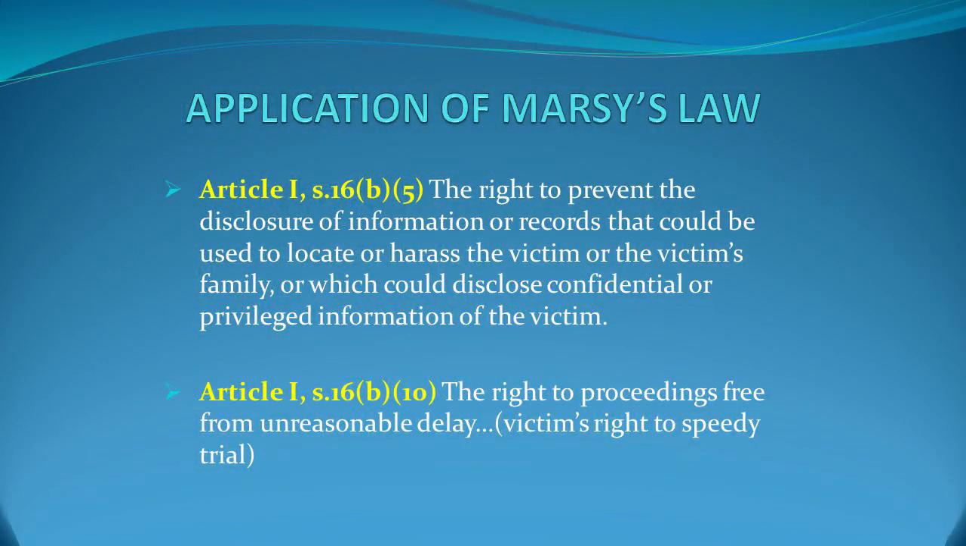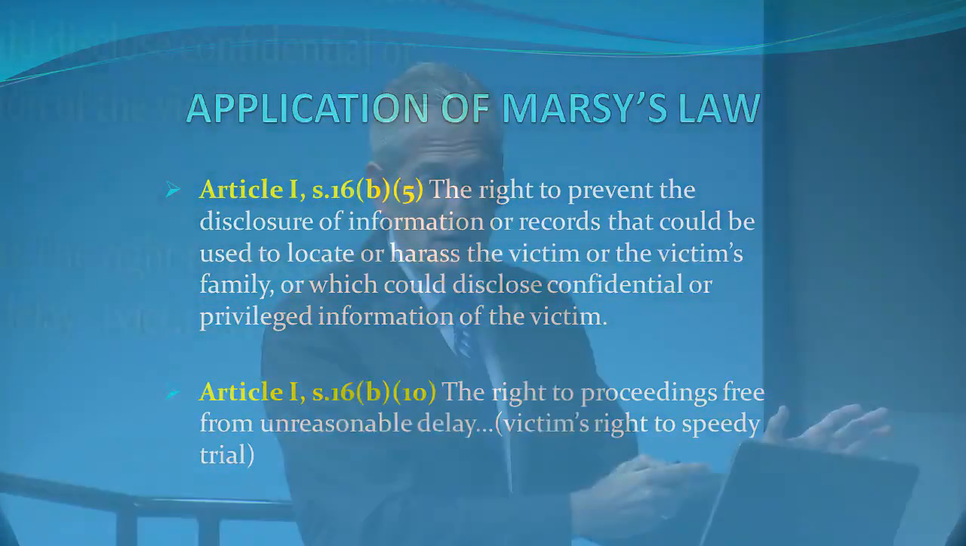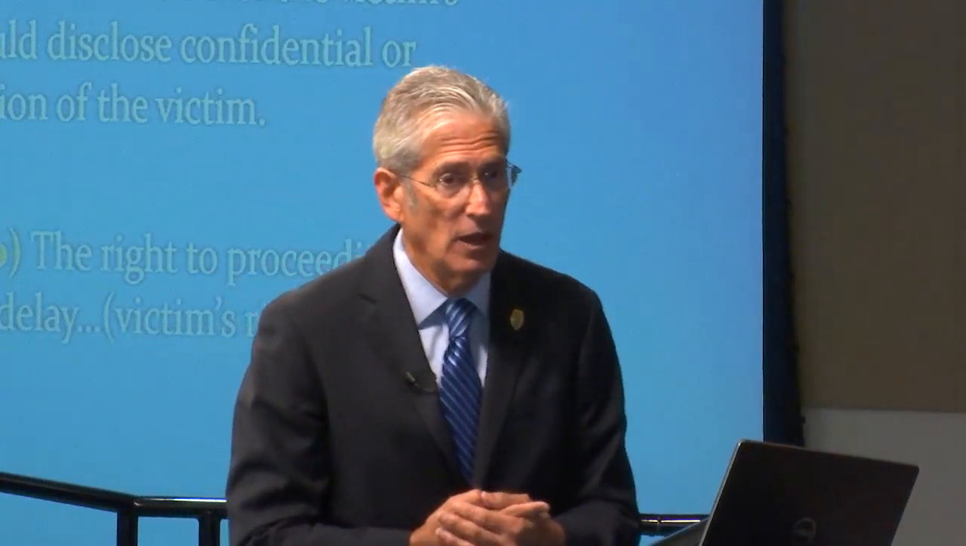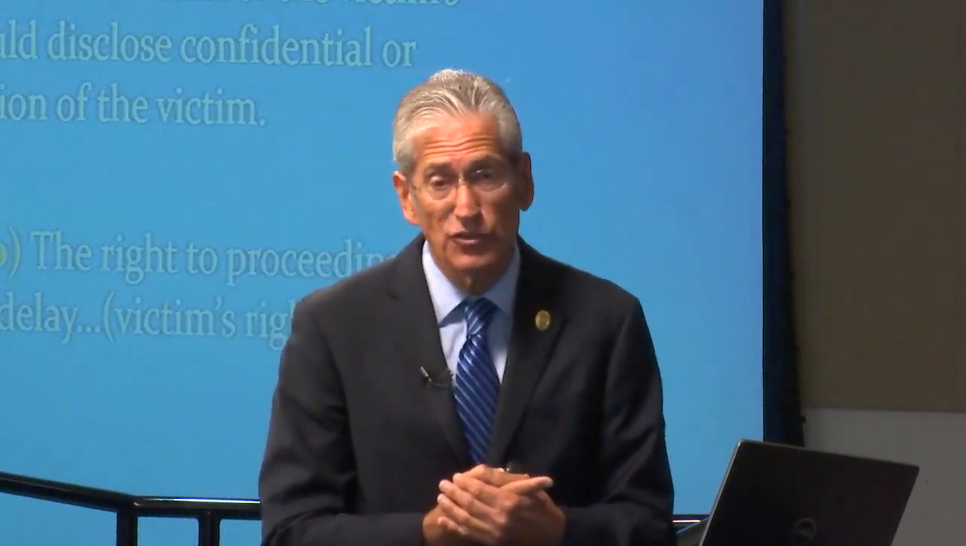Now, again, application of Marcy's Law, Article 1, Section 16(b)(5). This is huge when it comes to discovery. Huge, huge, huge. The right to prevent the disclosure of information or records that could be used to locate or harass the victim or the victim's family, or which could disclose confidential or privileged information of the victim. If the victim requests, our discovery will redact information, location information. Now, if that butts up against the constitutional rights of a defendant, that's going to trump that part of the Constitution. But there will be litigation.